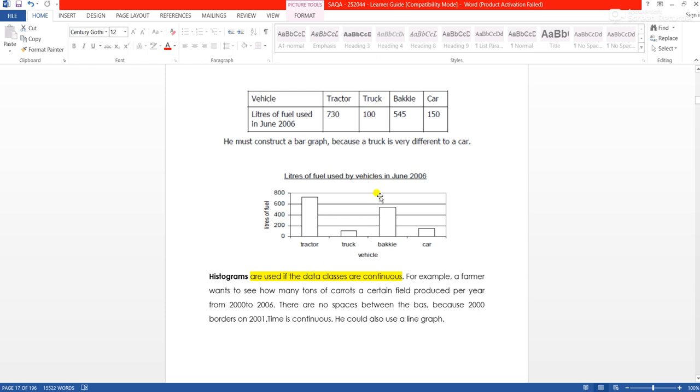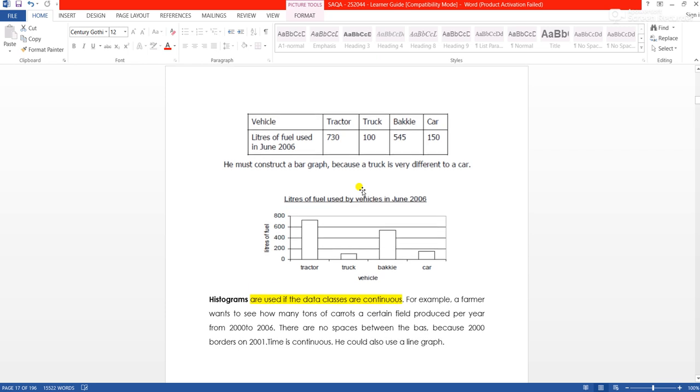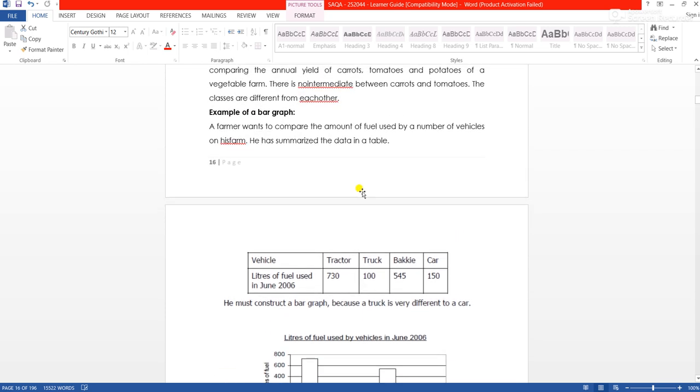So this is just a representation of a bar graph, and a bar graph always has to have a heading. So the liters of fuel used by vehicles in 2016. It has been retrieved from the statement that we were given.